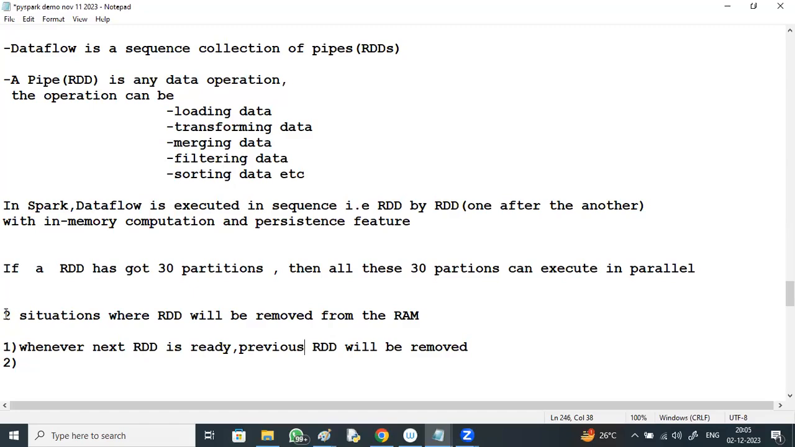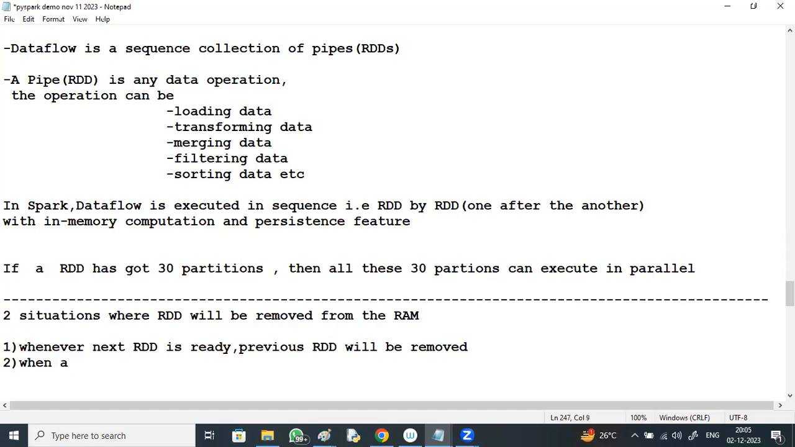Second situation, right? Second situation. When action or execution is completed, then last RDD gets removed.